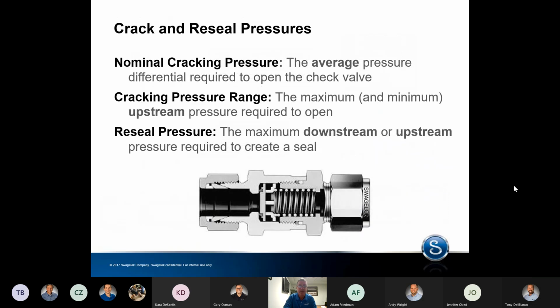Some common terms to understand for check valves: the cracking pressure, which is the pressure differential from the inlet to the outlet, in which the first indication of flow occurs. The cracking pressure range, which is the maximum to minimum upstream pressure required to open the valve. And the reseal pressure is pressure at which there is no indication of flow.